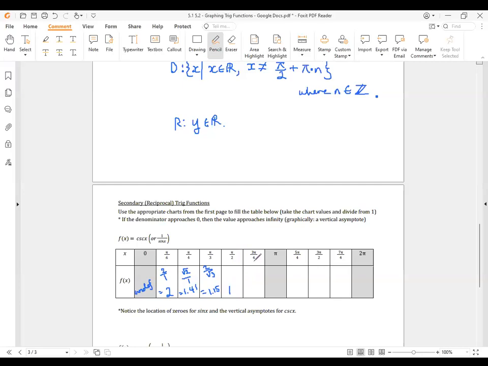Okay. This is, once again, 1.41. And pi would be undefined. We go down to negative 1.41. That would be negative. Oh, wait. Right? Yeah. Negative 1, negative 1.41, and then undefined.